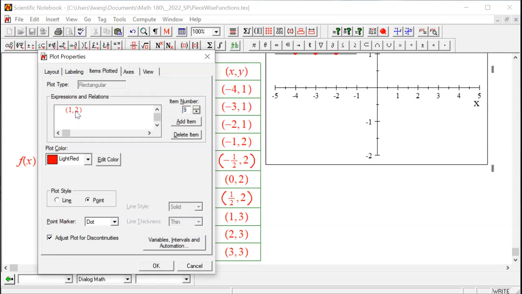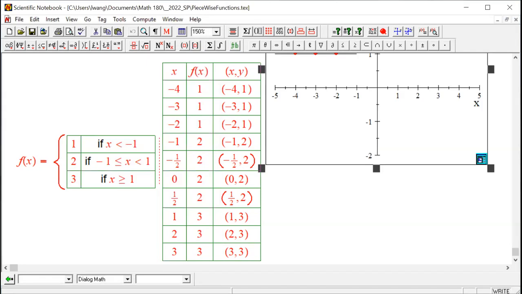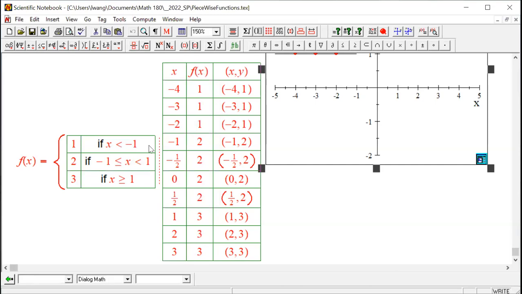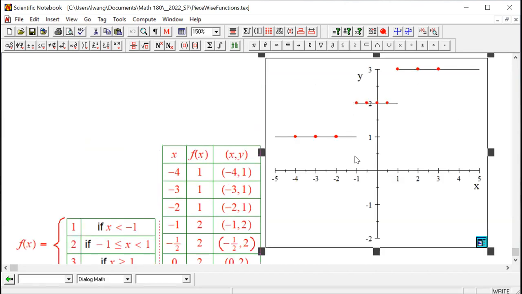Okay, so 1, 3, 2, 3, and 3, 3. So we got all of these dots, and we have connected the dots. But what's interesting about this kind of picture is that you can see that at the point of -1, at the borders of each interval, right? At the borders of this interval, there tends to be some kind of confusion.